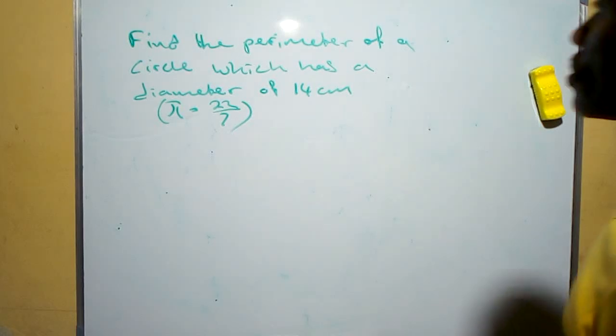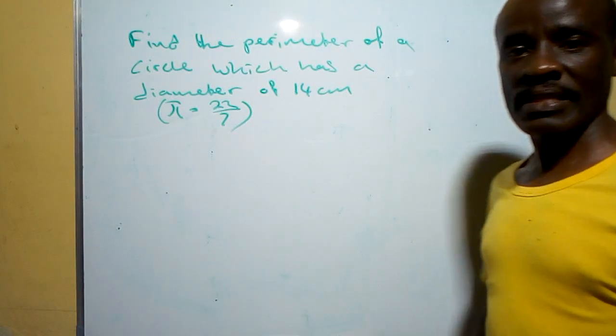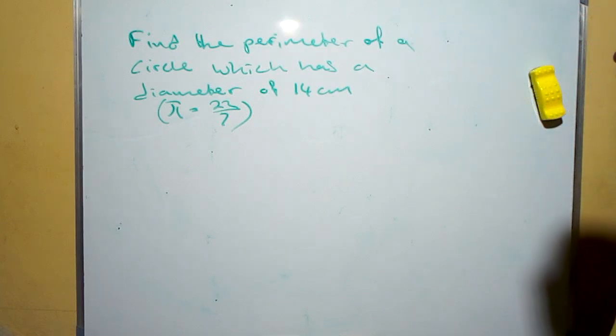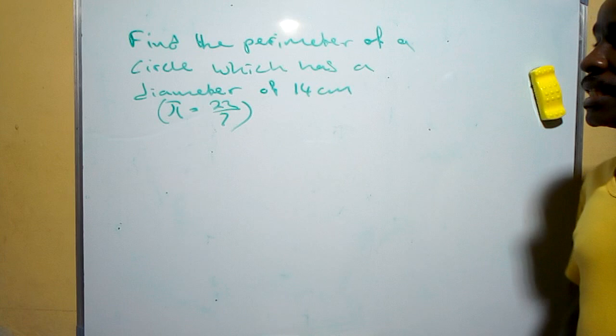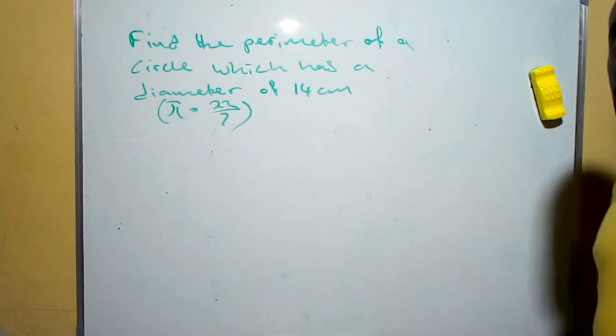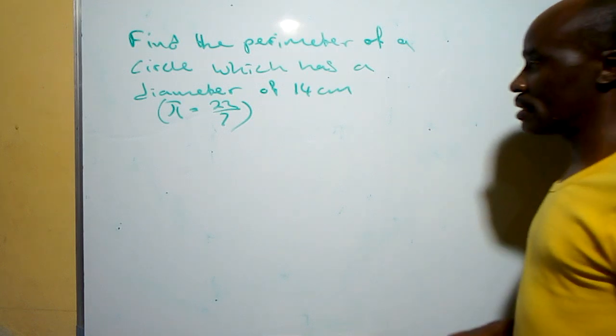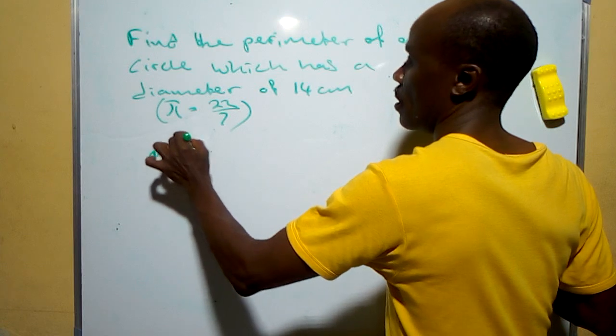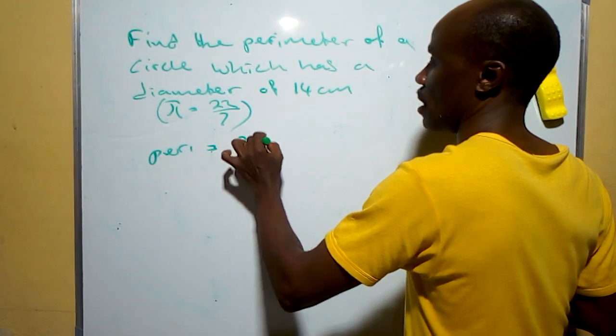Hello everyone, we're going to find this question. It says find the perimeter of a circle which has a diameter of 14 cm. Now we know that perimeter is the same thing as the circumference. And we know that the circumference, or the perimeter, we can get it by this formula.